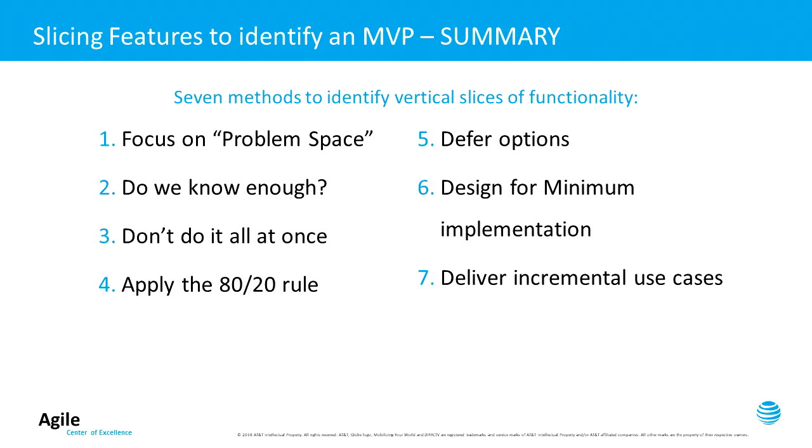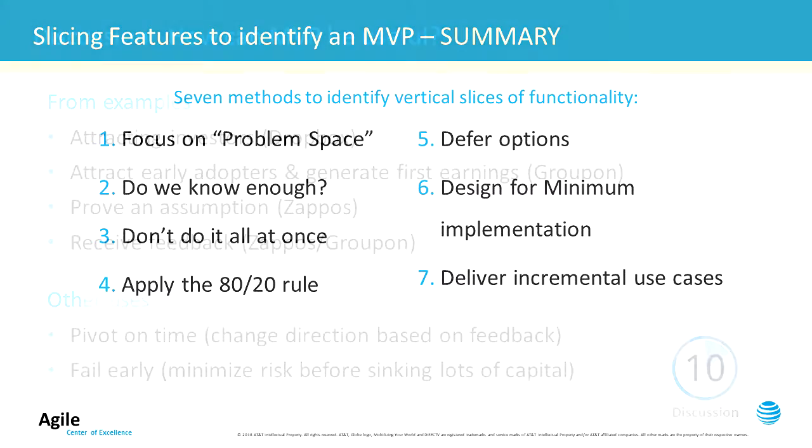Applying the 80-20 rule, focusing on the few items that generate the most significant result. Defer options, keeping options open and planning for variability. Design for minimum implementation, keeping it simple and leaving out all the bells and whistles. And deliver incremental use cases, keeping each increment user-focused and end-to-end, but limited in scope.